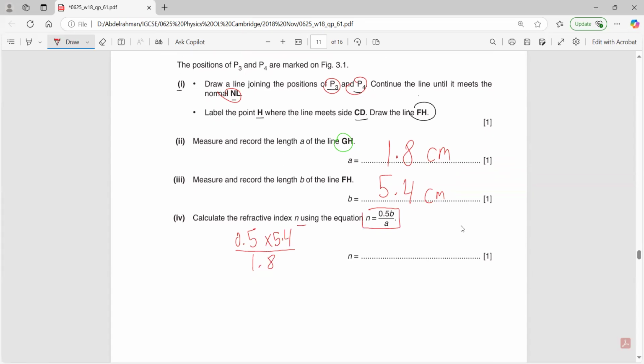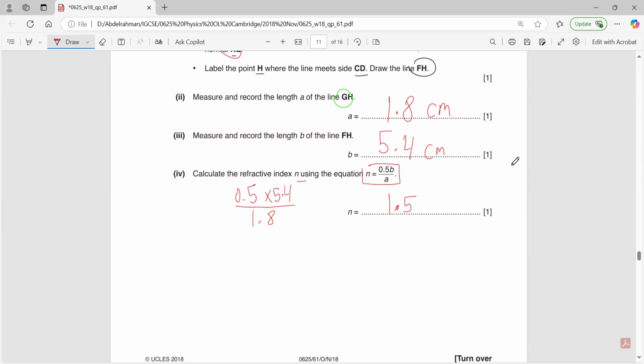n would be 1.5. Let's say it's without a unit. It's unitless; n doesn't have a unit. So n equals 0.5 B over A, and this is the answer, 1.5.